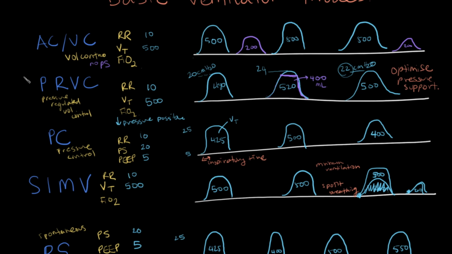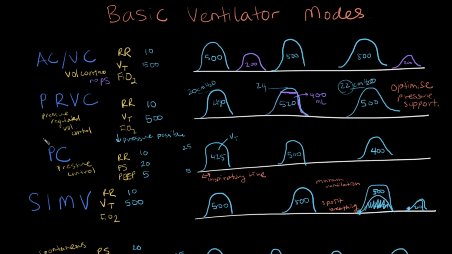We talked about how pressure regulated volume control delivers the lowest possible pressure when you prescribe a tidal volume, whereas pressure control, the tidal volume will vary given the pressures that we set. And SIMV is a little bit unique when a patient can breathe for themselves and they will get whatever spontaneous breath that they choose to breathe. However, there is always a backup rate that the ventilator provides just to make sure that the patient isn't hypoventilating.